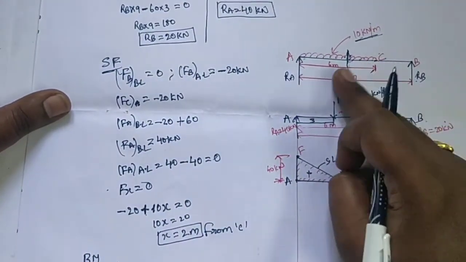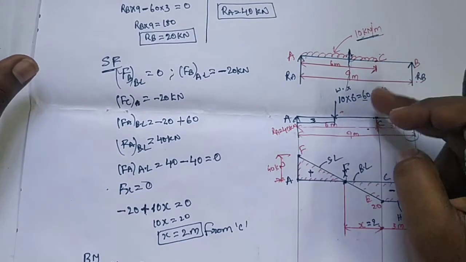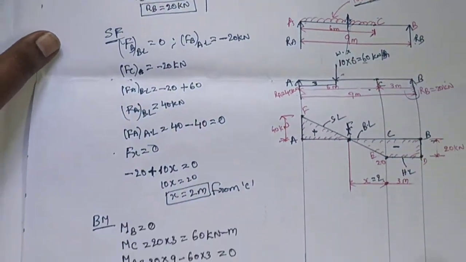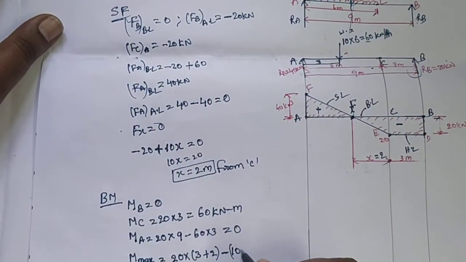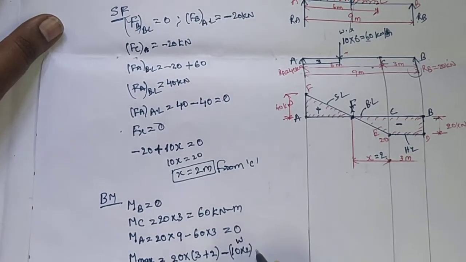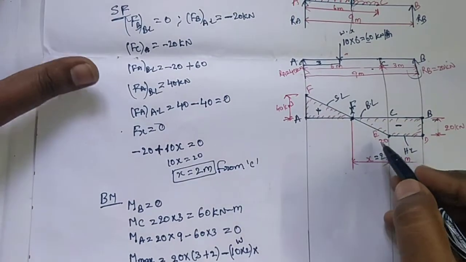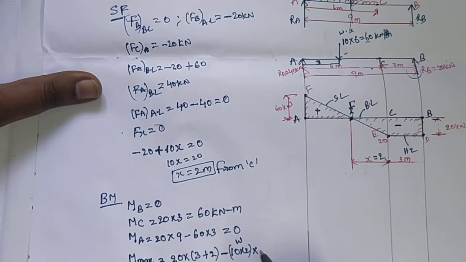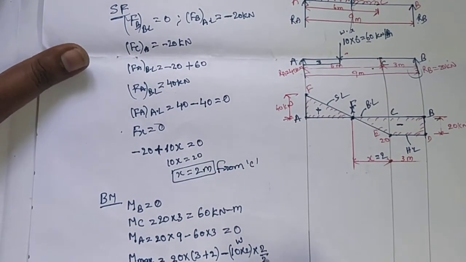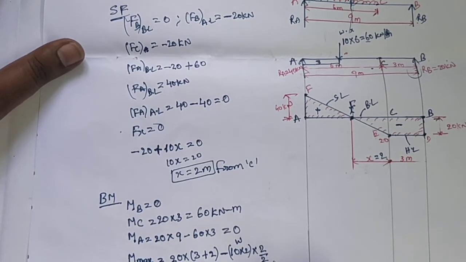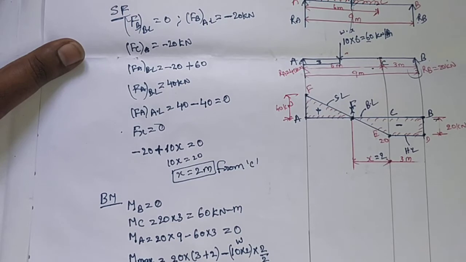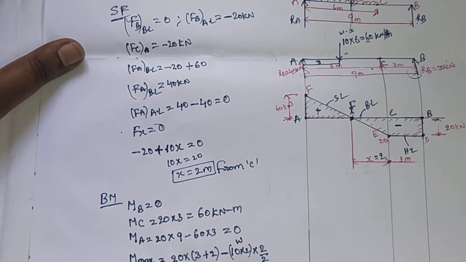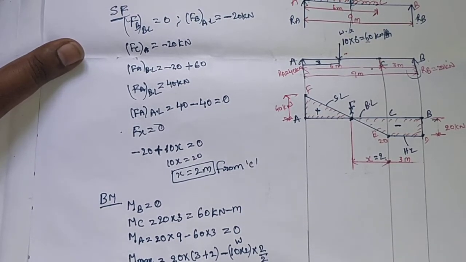It is acting on x distance, that is 10 into 2. It is the load. It is acting at a distance of x by 2. X is 2 and by 2, due to it is acting at the midpoint. Okay. That equals to 100 minus 20. That equals to 80 kilonewton meter.